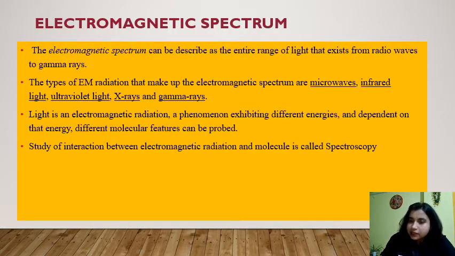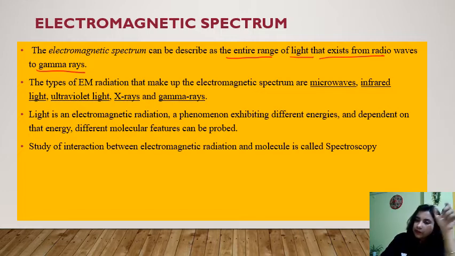Electromagnetic spectrum. Before going into detail on the spectroscopic techniques, first we need to know the electromagnetic spectrum, because everything starts from it. We can define the electromagnetic spectrum as the entire range of light that exists from the radio waves to gamma rays. It is different ranges of wavelength, and we name them according to the wavelength and group them as a whole. We call it the electromagnetic spectrum.